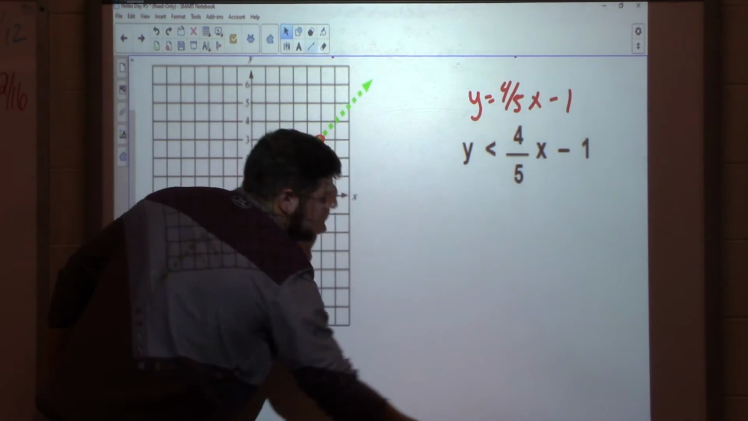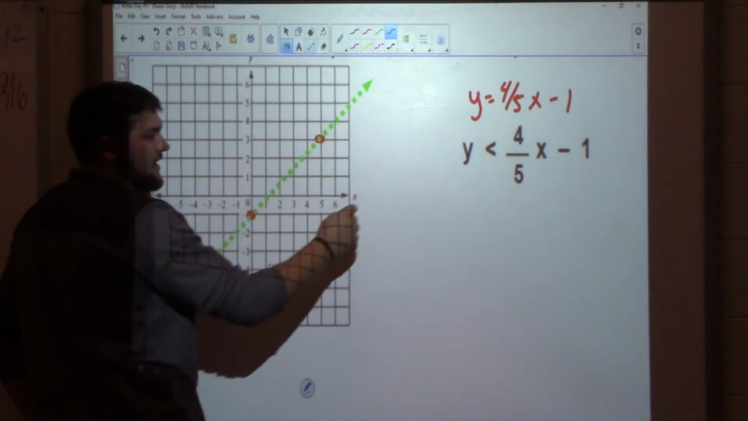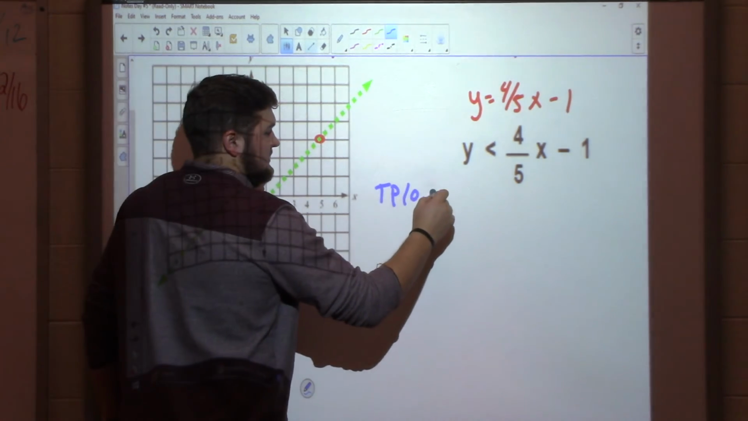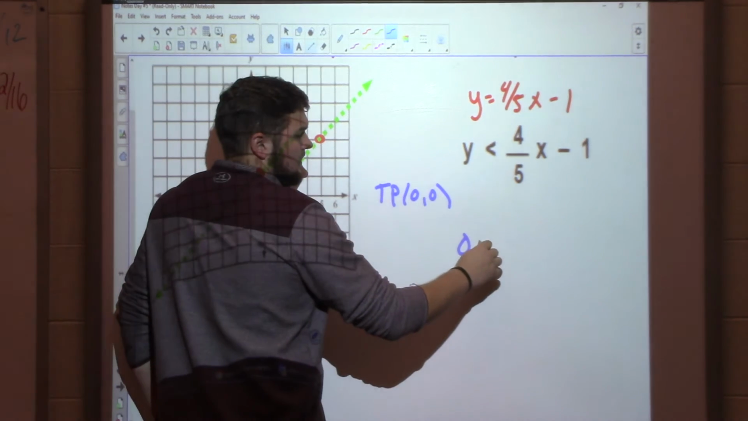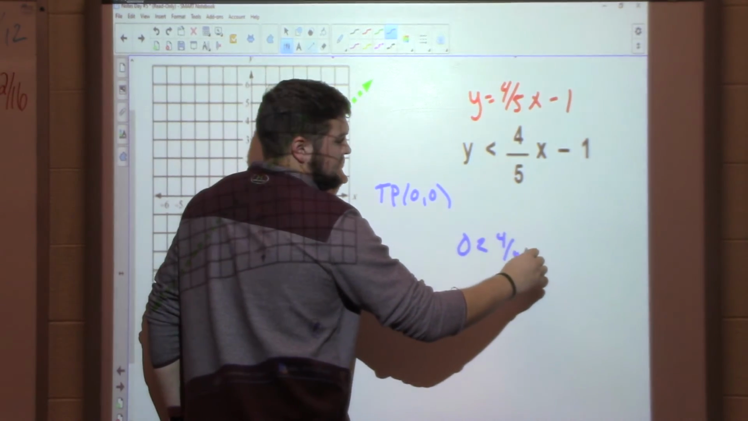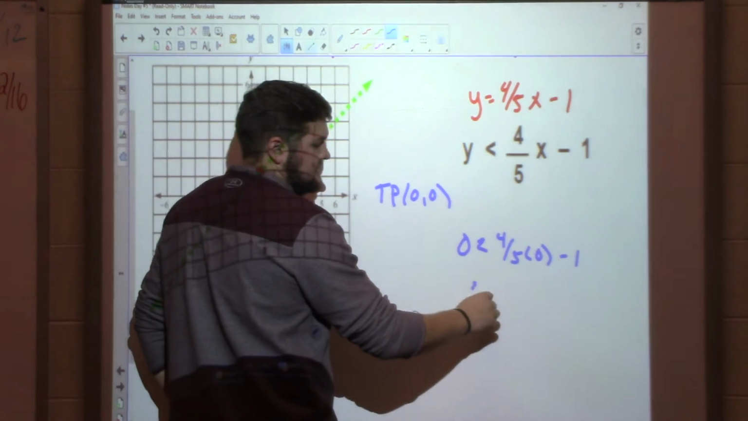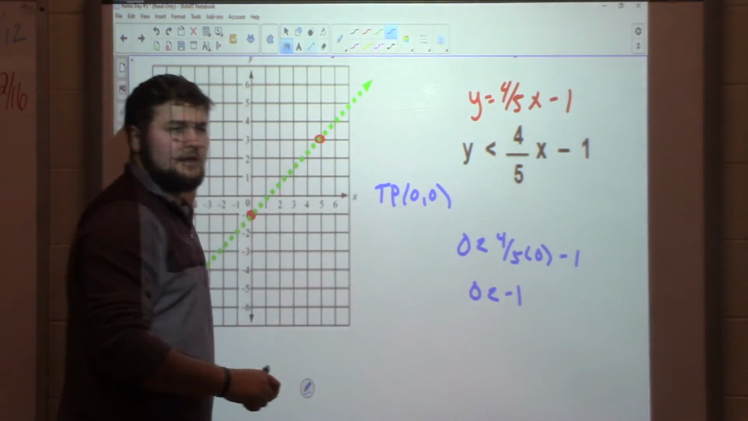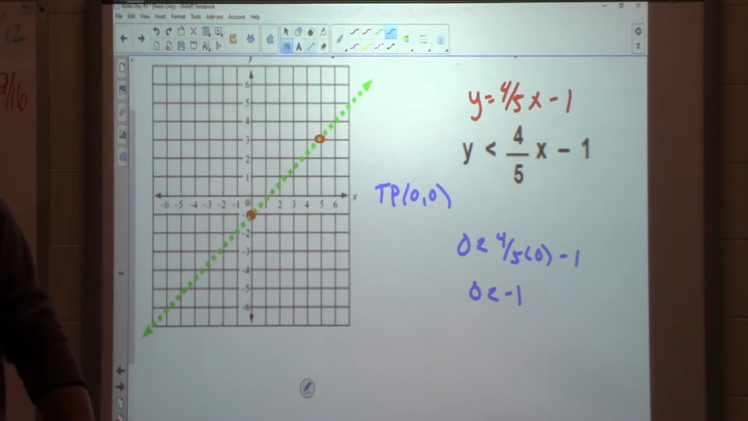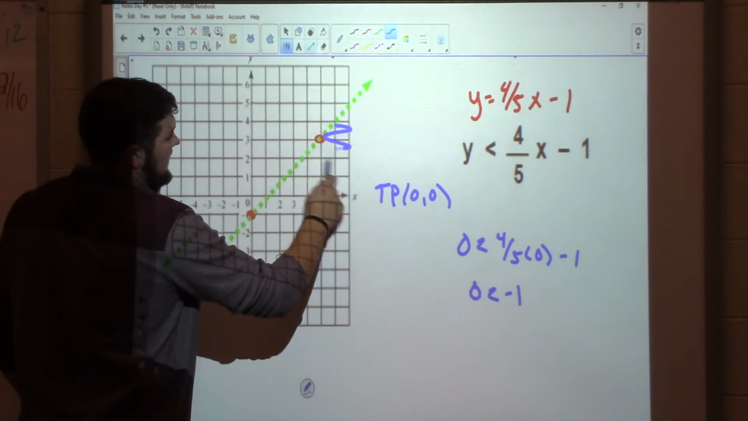Alright. Test point (0, 0) is not on the line, so we're going to use it again. 0 less than 4/5 times 0 minus 1. I get 0 is less than negative 1. Is that a true statement? No, so I shade the opposite side of the line to my test point.